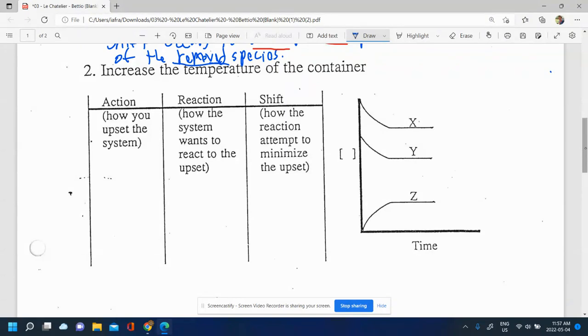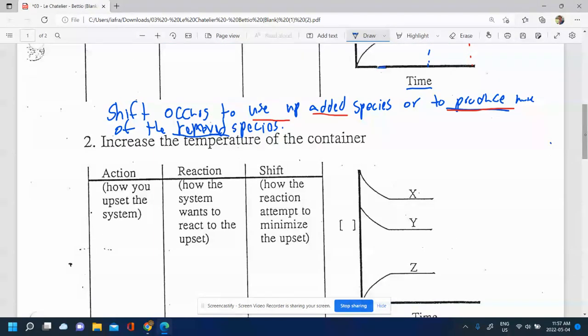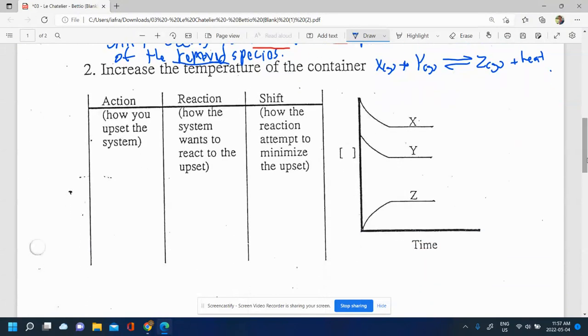So we're going to continue with the same reaction that we had earlier. Our reaction was X gas plus Y gas in equilibrium with Z gas plus heat. So we're dealing with an exothermic system here. Endothermic behaves a little bit differently, and we'll see that as well. So essentially, suppose we disturb our system. Suppose that we increase the temperature of our system.